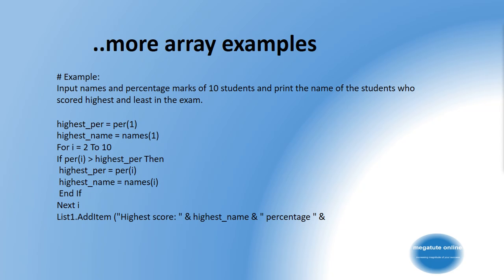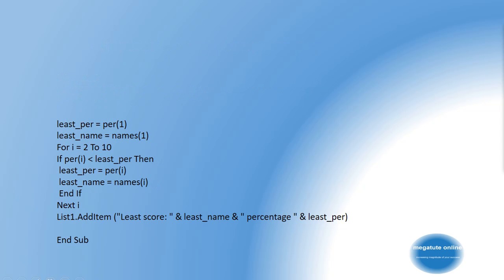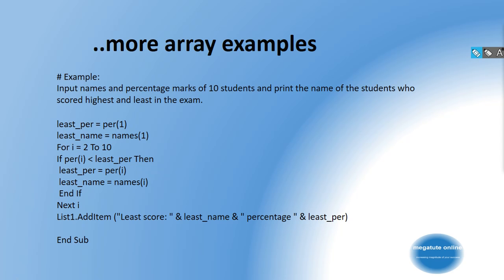Similarly, I need to do it for the least. The only thing is, here instead of highest, I'll take the variable least percentage. Now I'm assuming that the first percentage is least. And similarly, if I'm assuming the first percentage is least, then that student's name will also go to the least name. Then again, I'll check from second to 10, because the first one I already assumed.